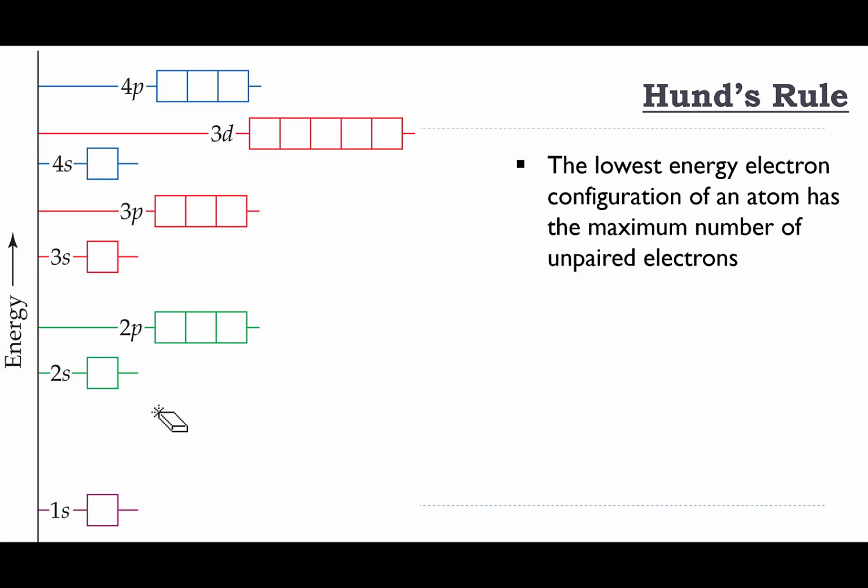Remember that these particles are negatively charged. So cramming 2 negatively charged particles in the same box certainly is going to cause some repulsion between those particles, which would increase the energy. So that's one of the reasons that we say it is lower in energy to have unpaired electrons. So if we can put them in separate boxes, we will, until that's not an option anymore. Then they pair up. Okay.